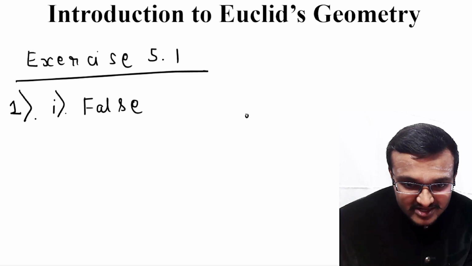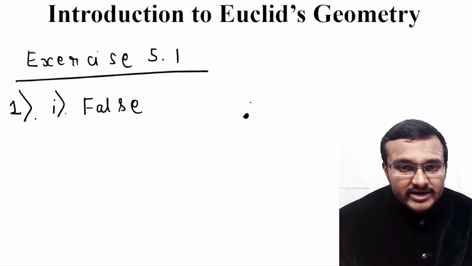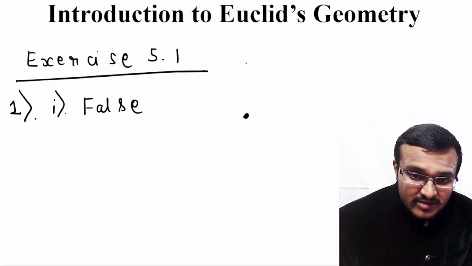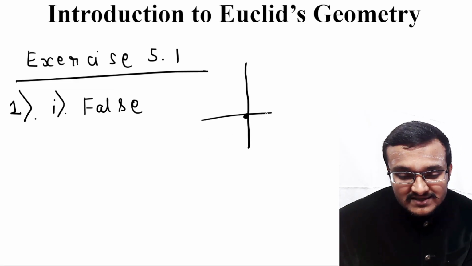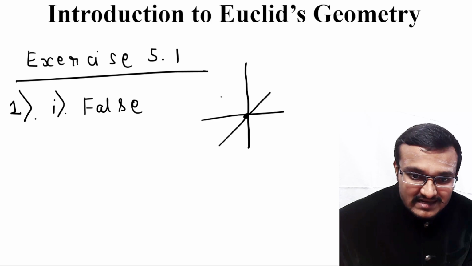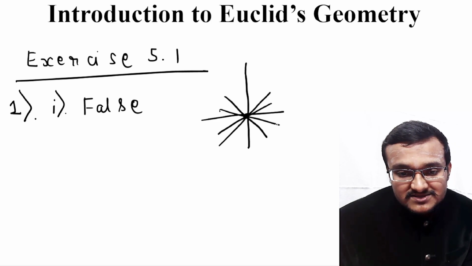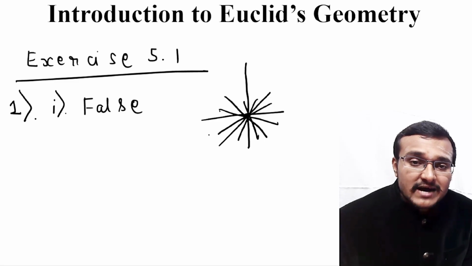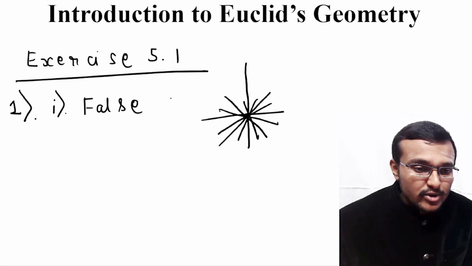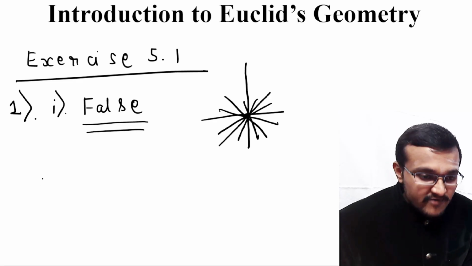So that means one particular point will be there, and they are saying that only one line can pass through this point. That is wrong. Multiple lines can pass through this point. One line can pass like this, one like this, one like this, one like this. Infinitely many lines can pass through this single point. So this particular statement is false.